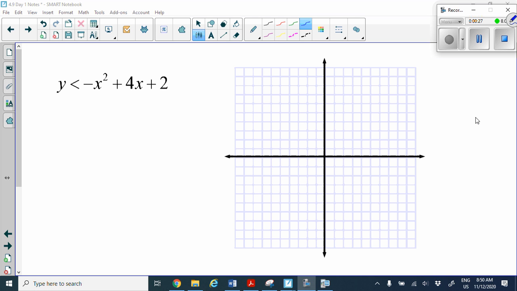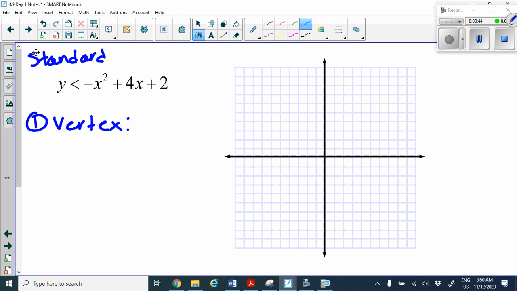Okay, notice here that we are once again in standard form. You really want to know what form you're in because it makes it easier to know how I need to find the vertex. So remember, we do need to find the vertex here. To do that, we're going to do the opposite of b over 2a. So b is 4, so the opposite is negative 4, over 2 times negative 1.